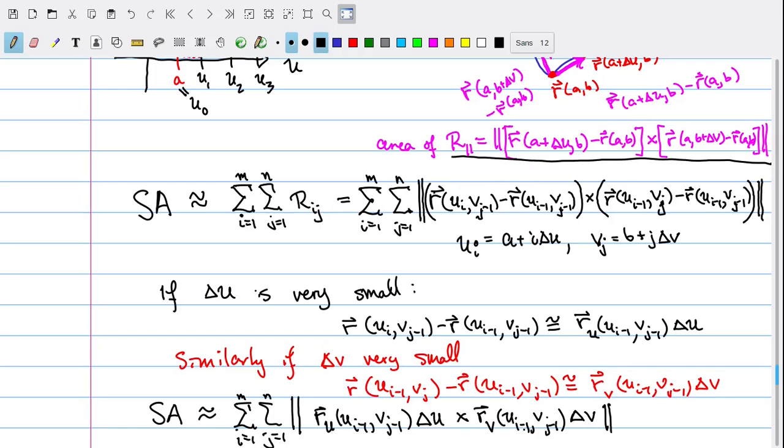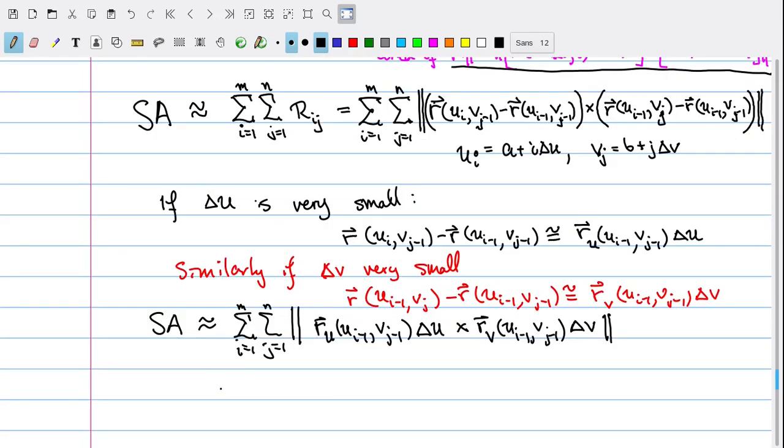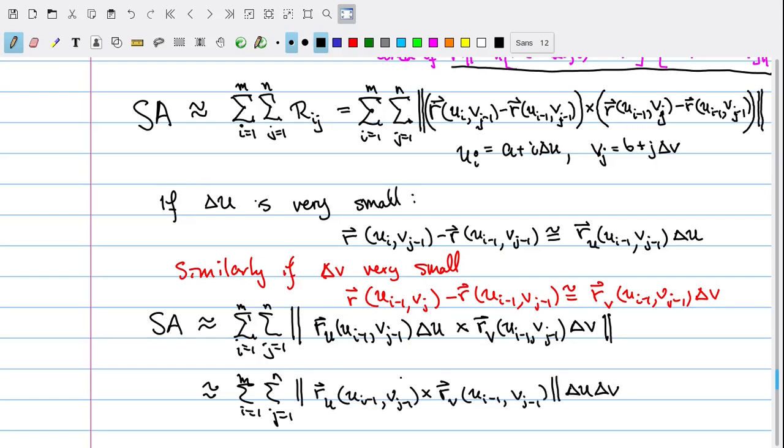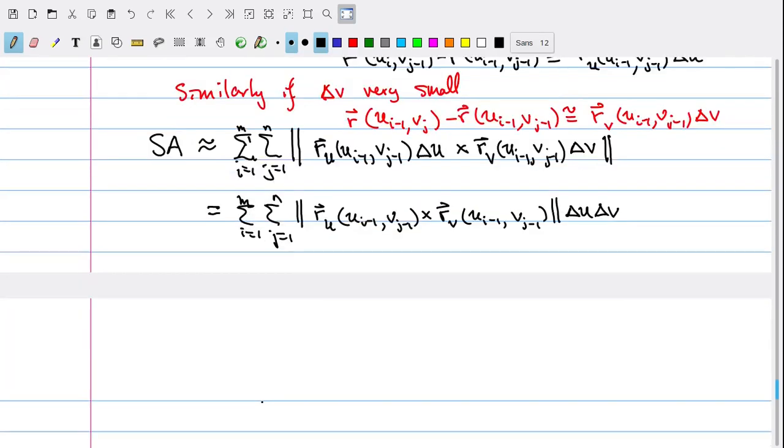And then I can write down my surface area approximation. I'm just plugging in those approximations that I had before. Now it is the sum over i and the sum over j of r sub u of u_i minus 1 v_j minus 1 times delta u, crossed with r sub v of u_i minus 1 v_j minus 1 times delta v. And when I take those magnitudes, I can pull out those scalars delta u and delta v. So I can just write this as a sum over i equals 1 to n, sum over j equals 1 to n, of the magnitude of r sub u of u_i minus 1 v_j minus 1 crossed with r sub v of u_i minus 1 v_j minus 1, times delta u delta v. And that's equal to the previous sum from before.